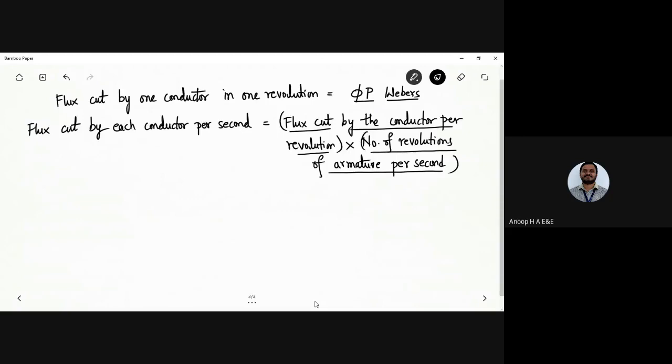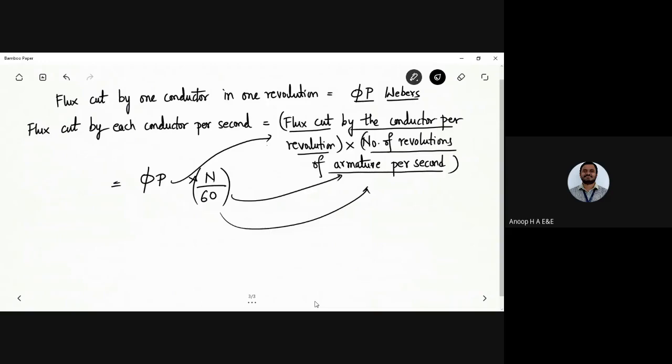If I want to find the average EMF generated, the flux cut by the conductor per revolution is phi into P, and the number of revolutions of armature per second is N divided by 60. So that would be the flux cut by each conductor per second. This is one thing which I need to write.